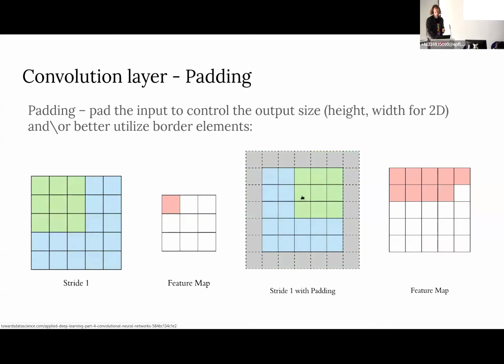Also, it's good to have padding because notice that your corner element is used only once. The first time you have your filter on this corner. And maybe you are losing information about the corner. If you have padding, you will use this corner element at least here, here, here, here. So at least 4 times. Maybe it's better for you that you use it more times.